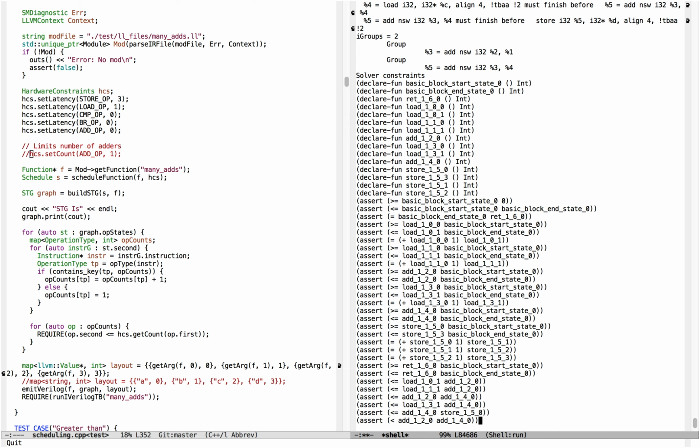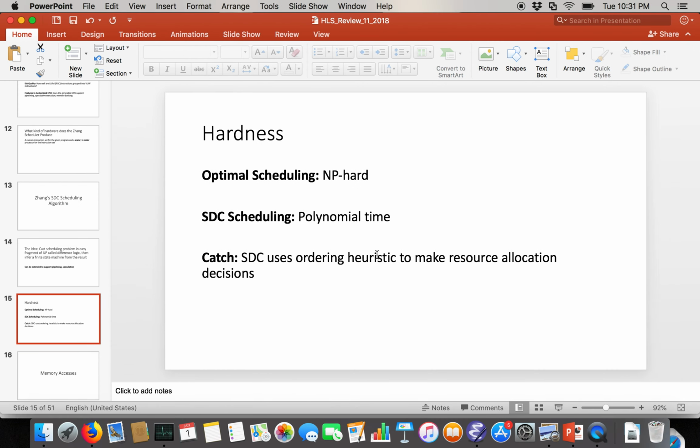And it's a blessing because it creates a polynomial time problem, but it's a curse because picking a bad resource ordering in problems that are not as symmetrical as this one can lead to very bad performance. So it's something to keep in mind with this scheduling algorithm, and it's the way that we get an easy problem at the expense of potentially a bad solution.